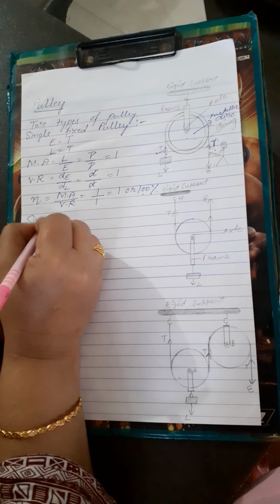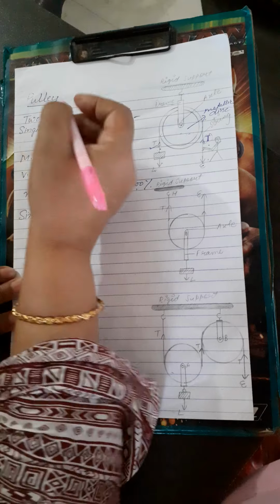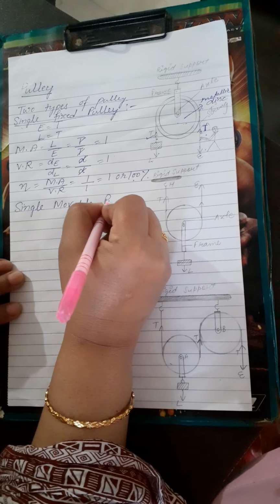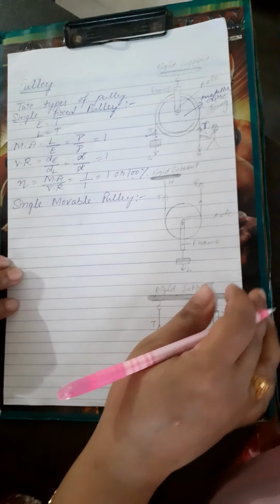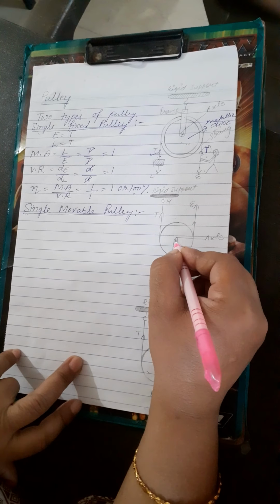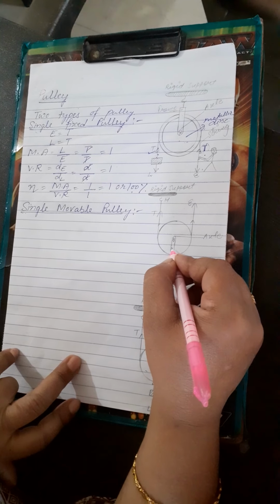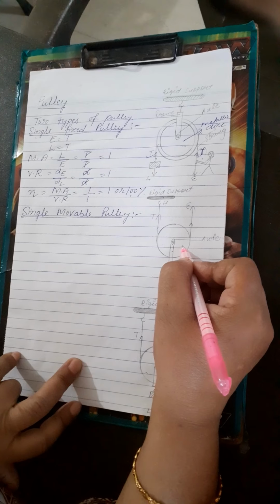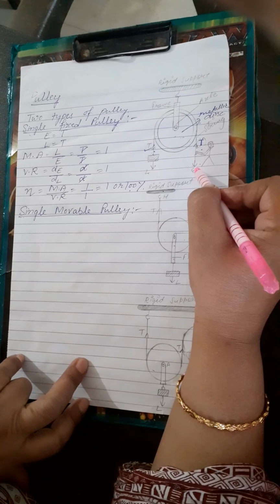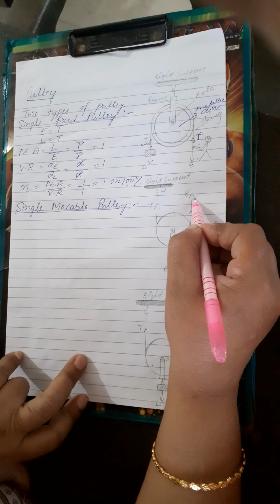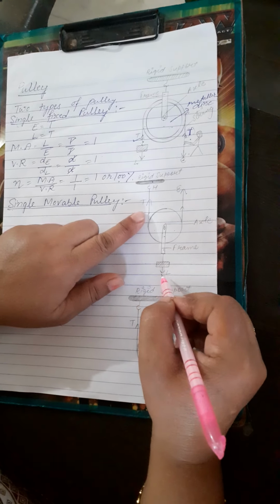Then the second case is the single movable pulley. Beta, a single movable pulley is one whose axis of rotation is not fixed, it is movable. Here its axis of rotation is this one. It is not fixed to a rigid support. So this type of pulley is called a single movable pulley. Here the effort was applied in the downward direction earlier, but here the effort is applied in the upward direction.